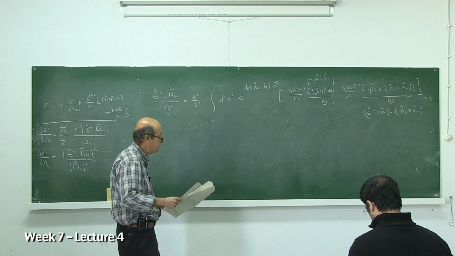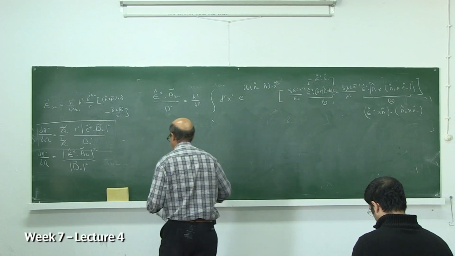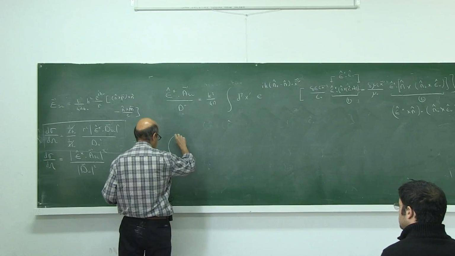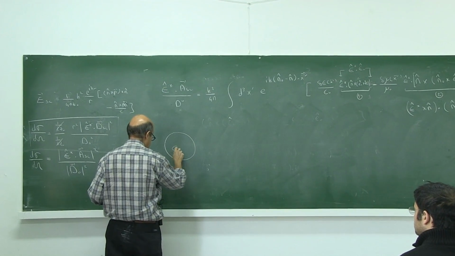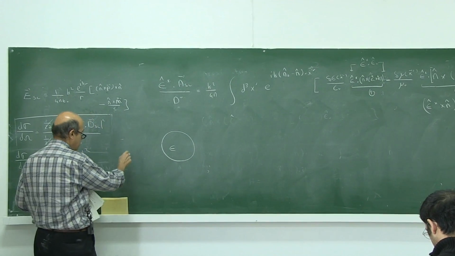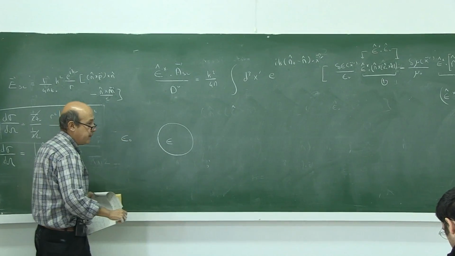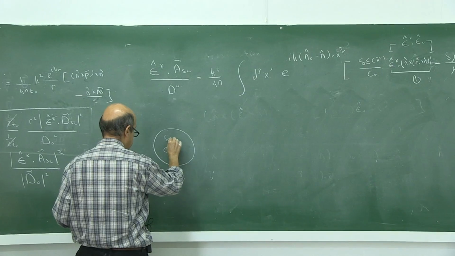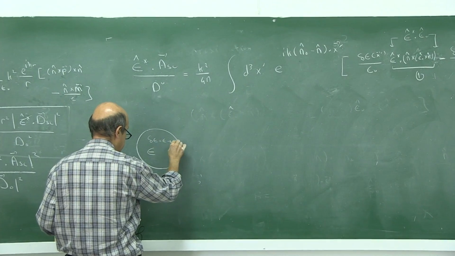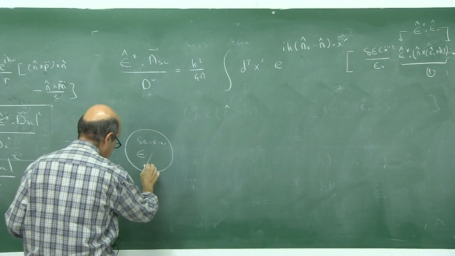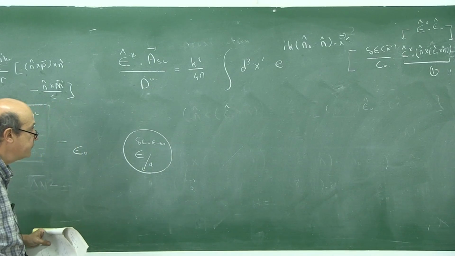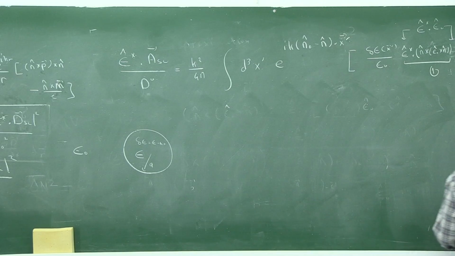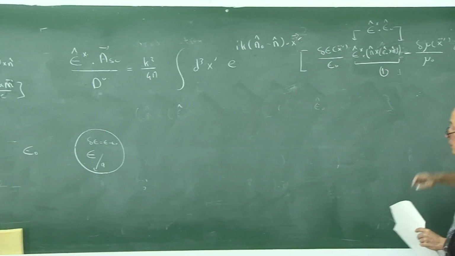Now let us do an application. In order to confirm ourselves, let us look at the scattering dielectric sphere, epsilon inside and epsilon 0 outside. The variation in the dielectric constant is delta epsilon, epsilon minus epsilon 0. Again, R is the radius. There is no variation in the magnetic permeability, therefore this term is 0.